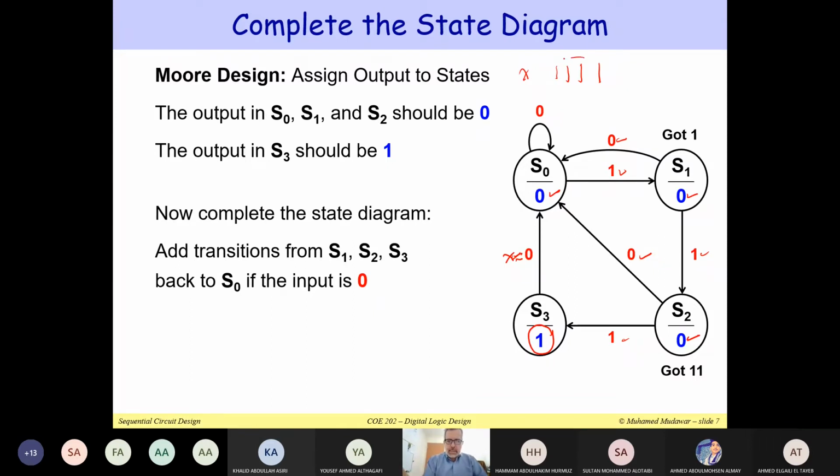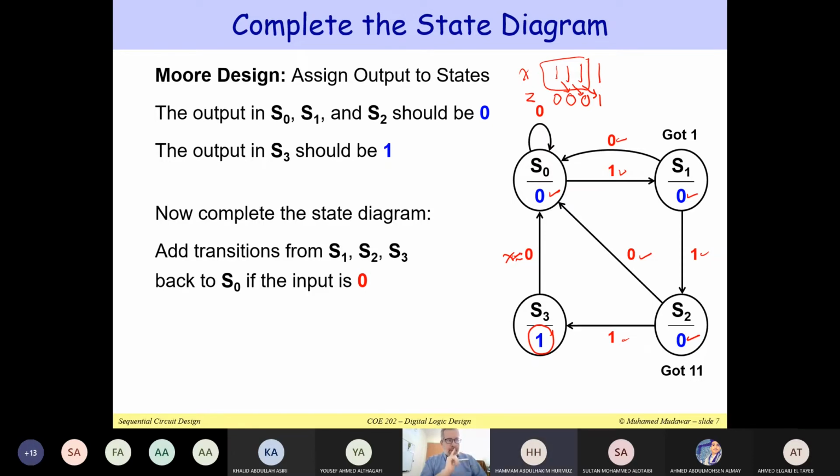So here you have detected three 1s. This is my input X. Now my output Z is delayed by one cycle because this is a Moore design. Initially the output is 0 at S0. After receiving the first one, the output is also 0. After detecting the second one, the output is 0. After detecting the third one, the output is 1. Now, after detecting the fourth one, where do we go? S3. Why? Still correct, the output is 1.